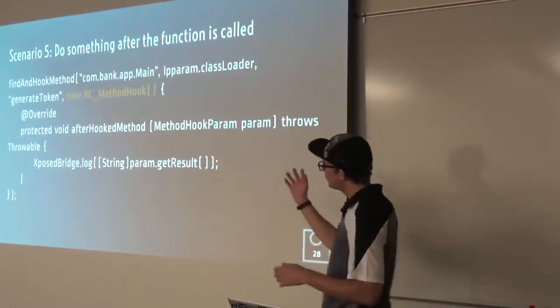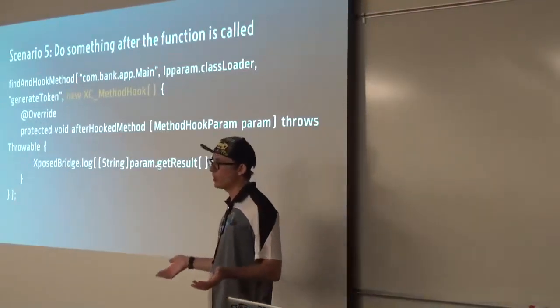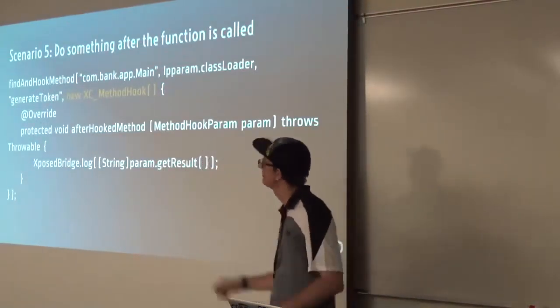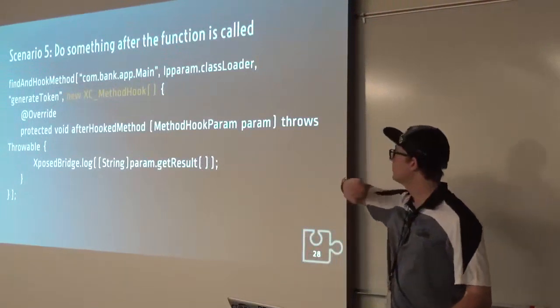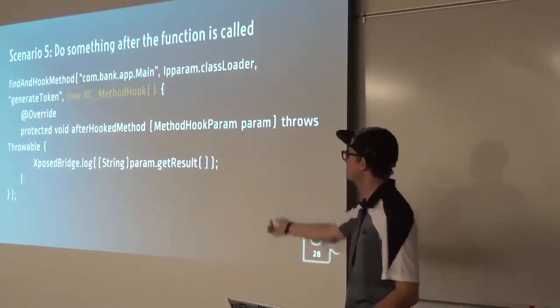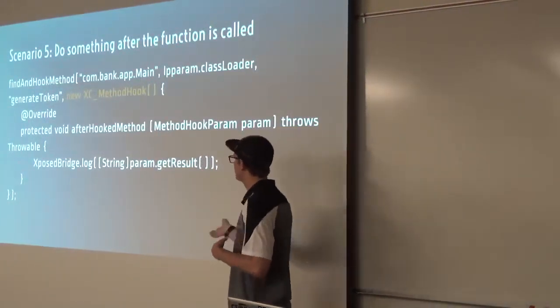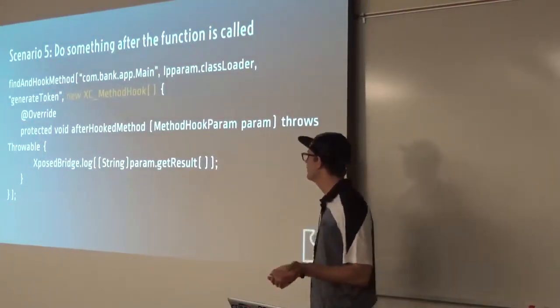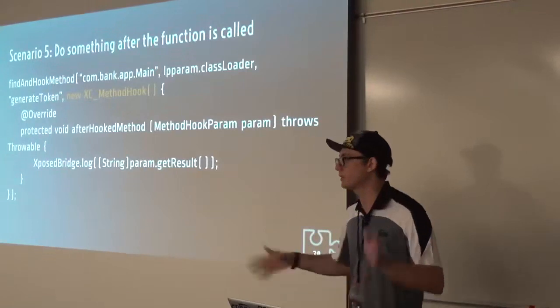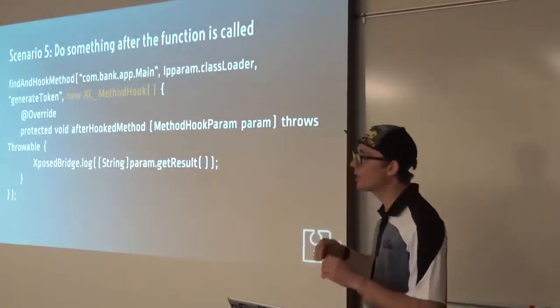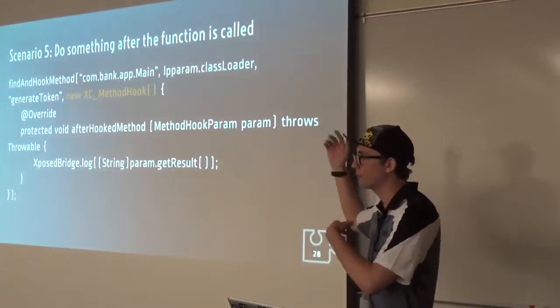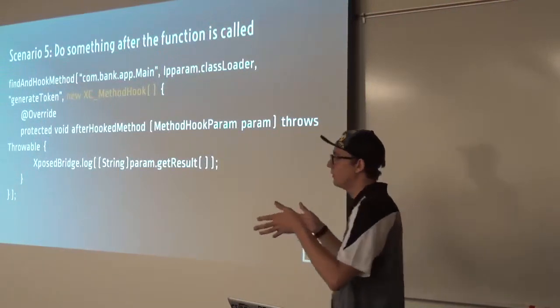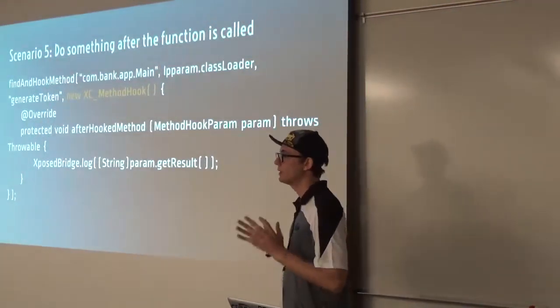Back to our friend XC method hook, instead of beforeHookedMethod we're overriding afterHookedMethod. Fairly straightforward. We're just logging out param.getResult. I show this as an example because you can get the result of the function, put it somewhere, do something with it, and maybe if it's a certain value, do something else with it. Whatever you can write in Java, you can do before, after, or completely instead of other functions within Android applications. So it's really awesome.